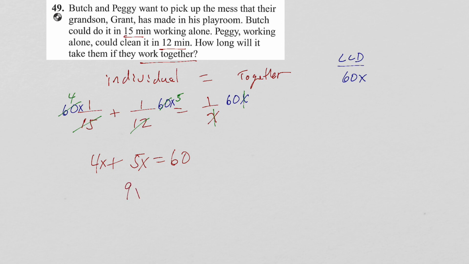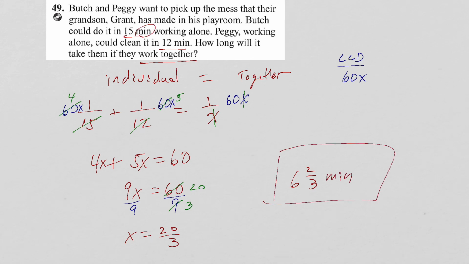So now we have 9x is equal to 60, and if I divide each side by 9, I get x is equal to 60 over 9, which is reducible by 3. 3 goes into this 3 times, into this 20 times. So it's 20 over 3. Now that's a weird way to write this, so I'm going to say 6 2/3, and this is done in minutes. So this is minutes. 6 2/3. This is working together.